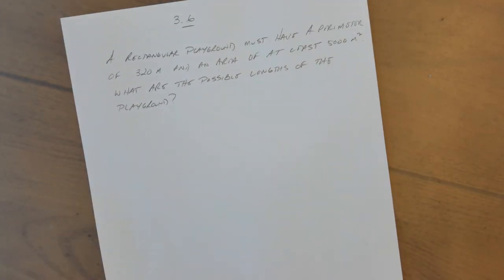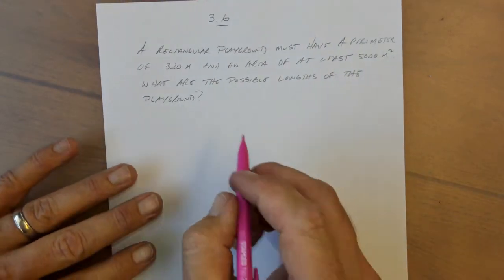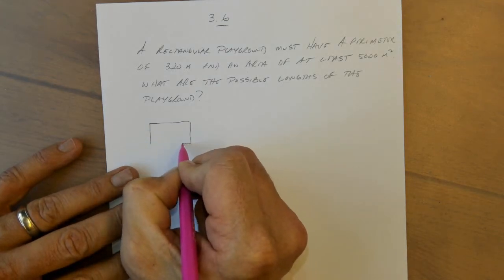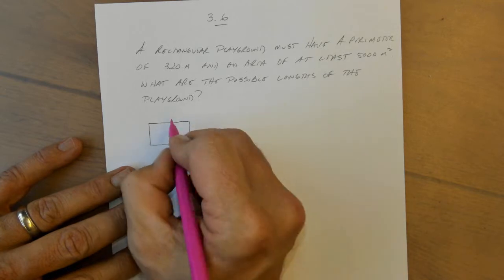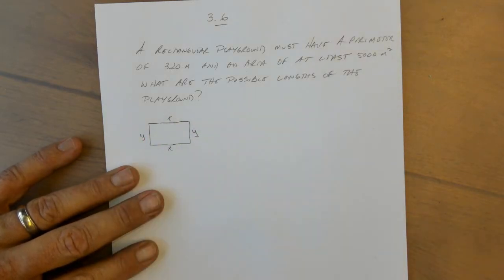And it says here, a rectangular playground must have a perimeter of 320 meters and an area of at least 5,000 meters squared. What are the possible lengths of the playground? Okay, so I'm going to draw a diagram because I always think that's helpful. And it's a rectangle. So opposite sides are equal. So I'm going to call each of those sides x and each of those sides y.